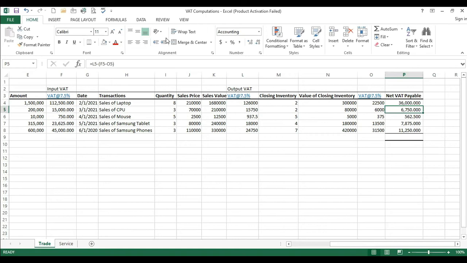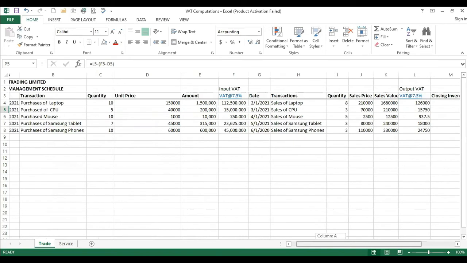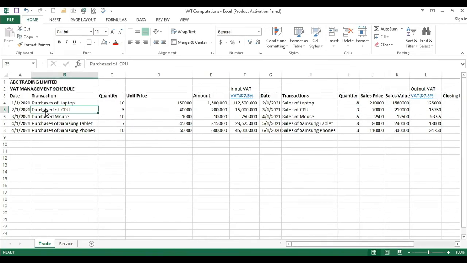Okay? And when your input VAT is more than your output VAT, the law requires you to recover your money, and there was a dedicated budget based on the Finance Act of 2020 set aside for VAT recovery. And the same thing goes to the next month purchases of CPU. There's a quantity, they bought 5, unit price is 40,000, and the total unit cost is 200,000.